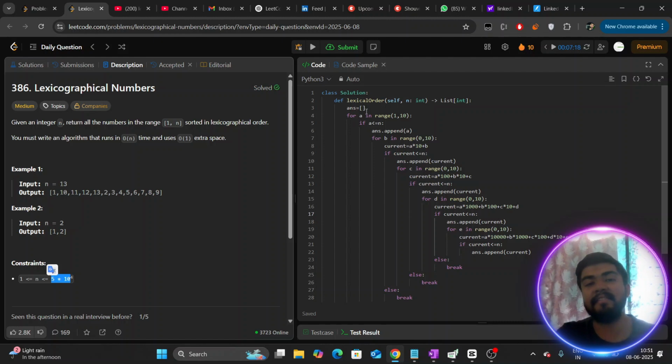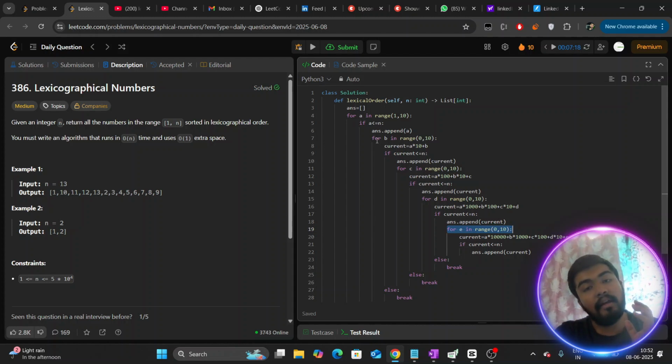So answer is an empty list. A is iterating from 1 to 10, and for all the nested loops, B, C, D, E, all are iterating from 0 to 10 only. The first one is iterating from 1 to 10, so that means 1 to 9, and the rest are all 0 to 9. If my A is less than or equal to n, then answer.append(A). Start your B loop, same: A times 10 plus B. Same things I have just explained in the note I have written.